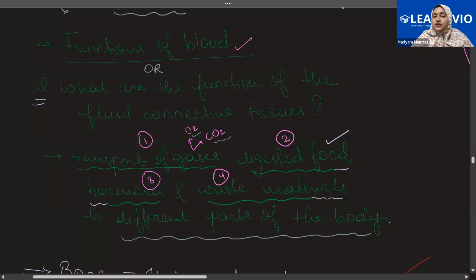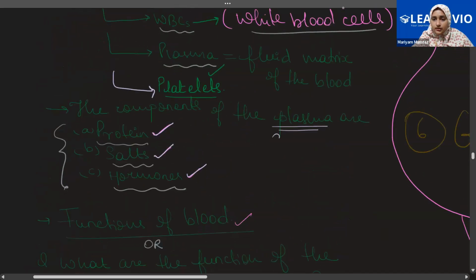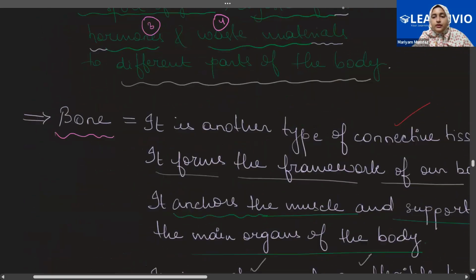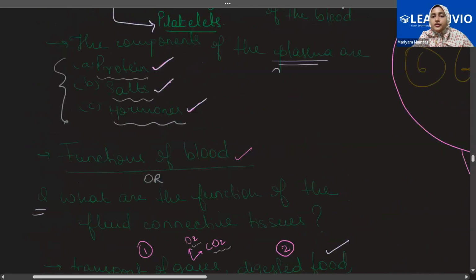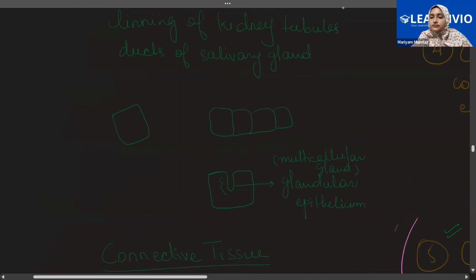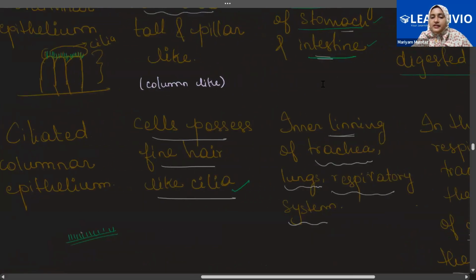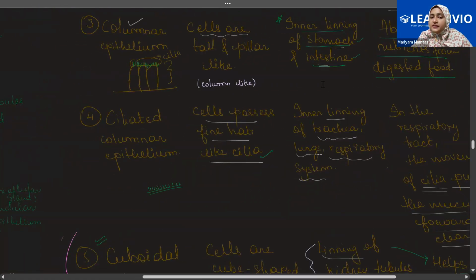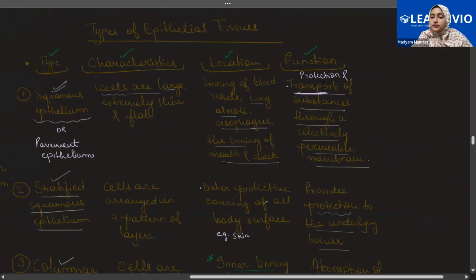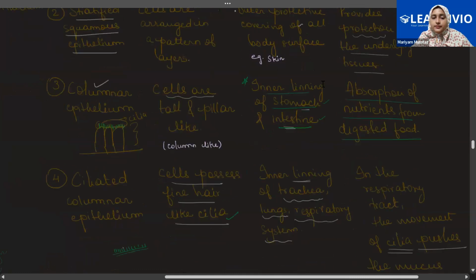Any doubts, students, up until now? No, ma'am. Okay, very good. So, have you people started to study this chapter? Have you started to learn the chapter? Yes, ma'am. Okay. And are you facing any problems in the different kinds of epithelial tissue? No, ma'am. Okay, good.